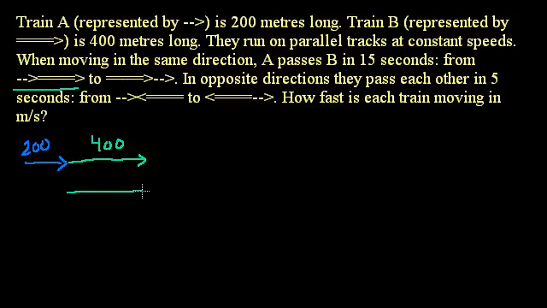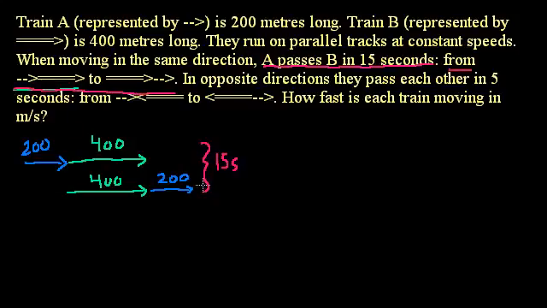So the ending configuration looks like this. The ending configuration, train B here. And then train A has passed train B. 200 meters. This is, once again, 400 meters here. And this situation takes 15 seconds. So A passes B in 15 seconds. So that's this whole sentence right here. We go from this situation to that situation.